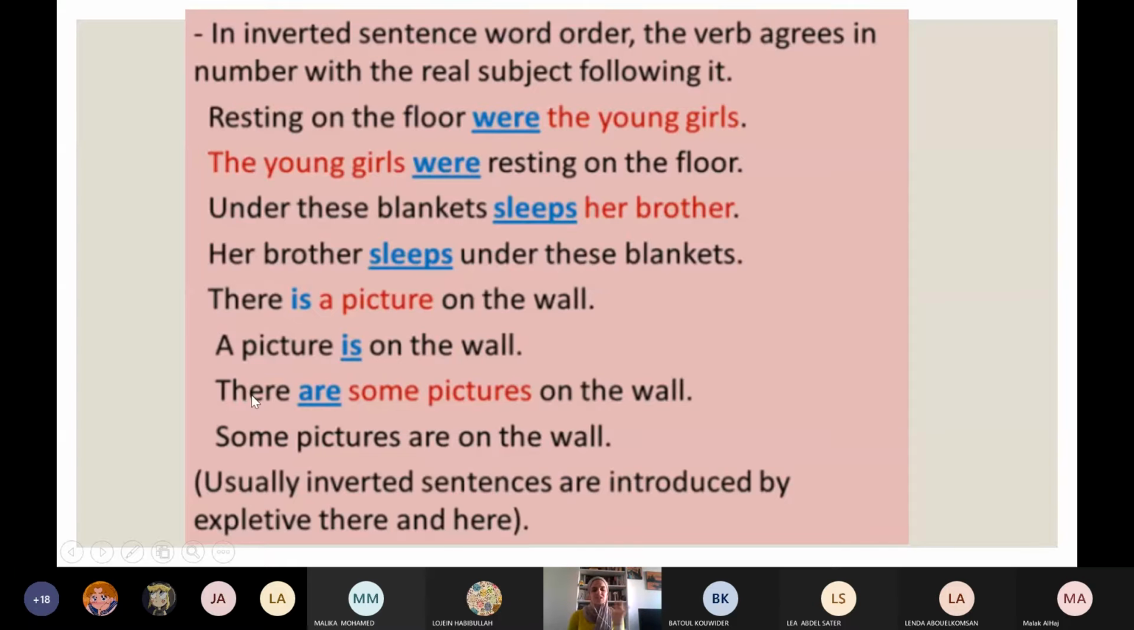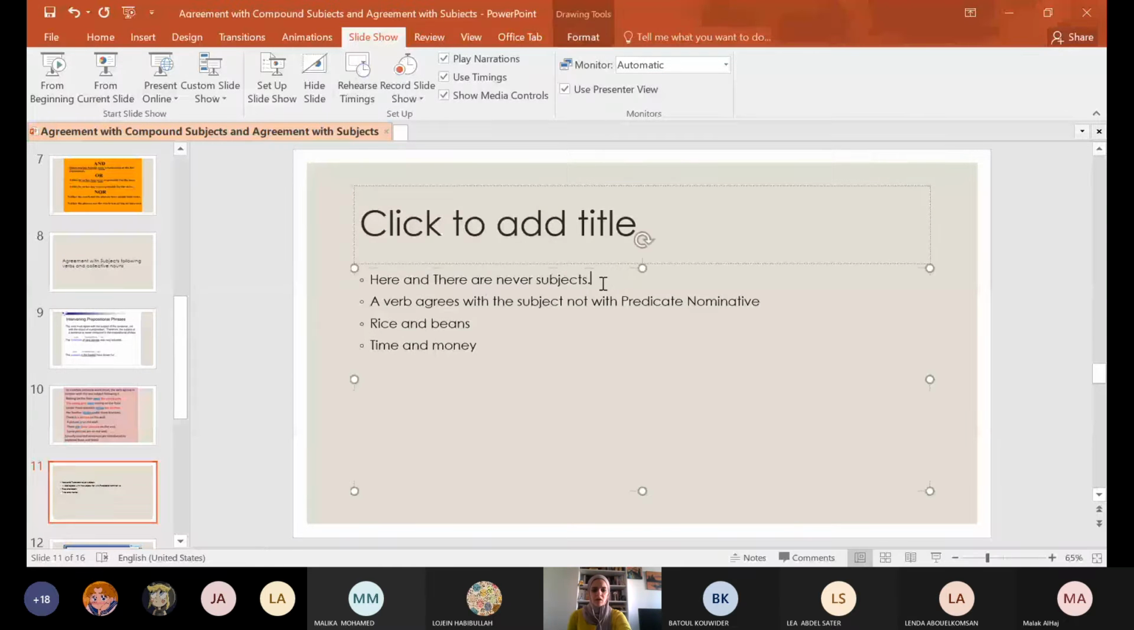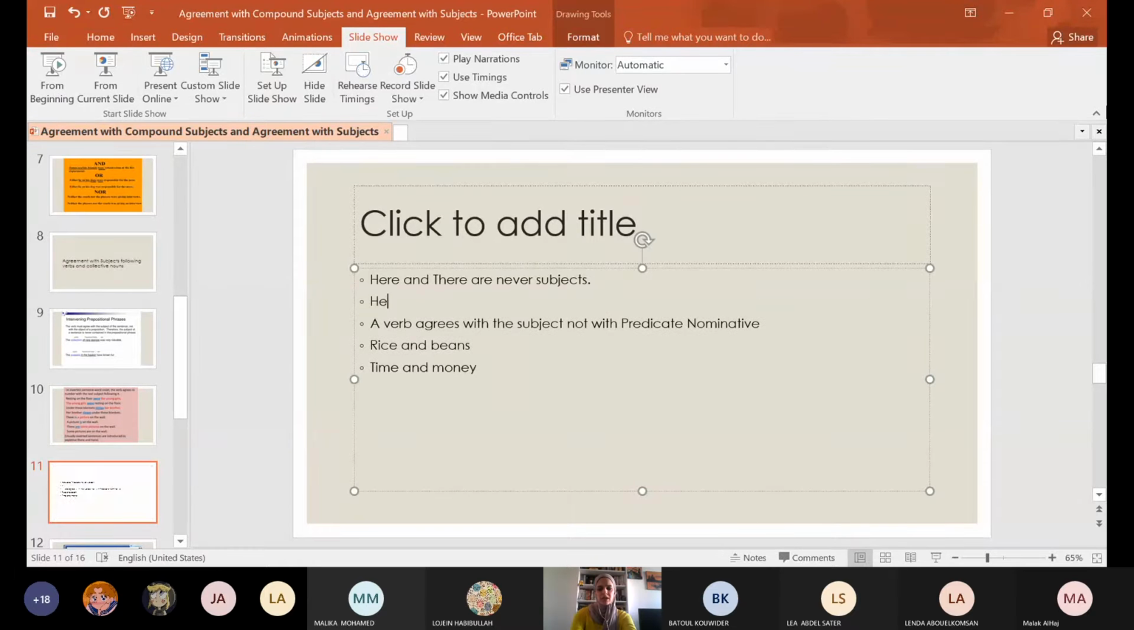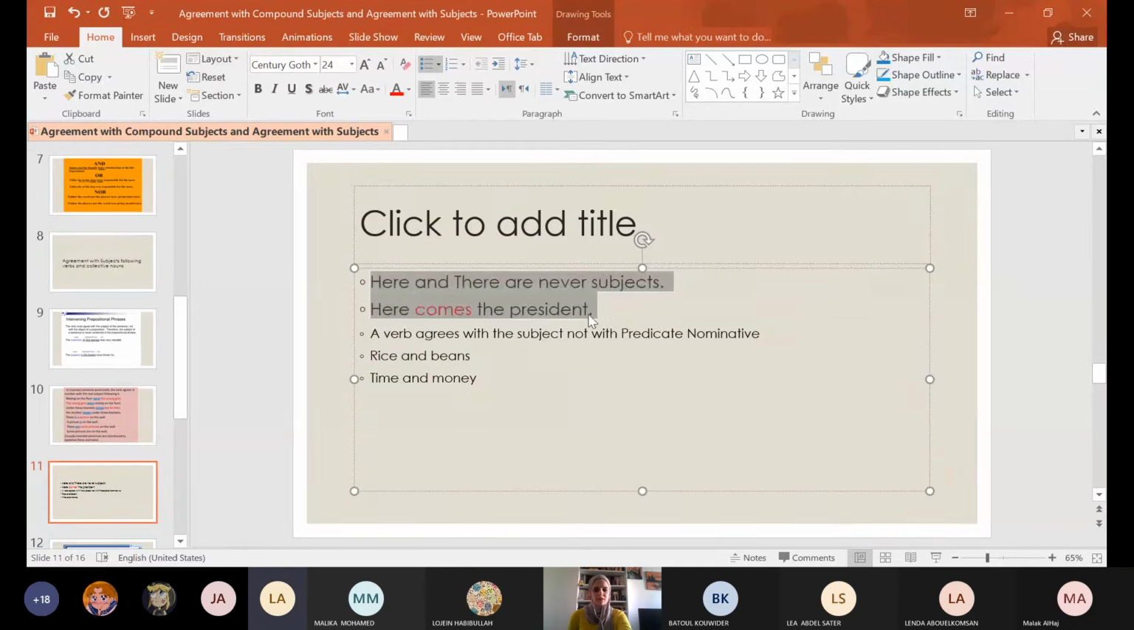Here and there are never subjects. Okay, so when I say "here comes the president," comes is the verb. Comes is the verb, girls. President is the subject. Okay?